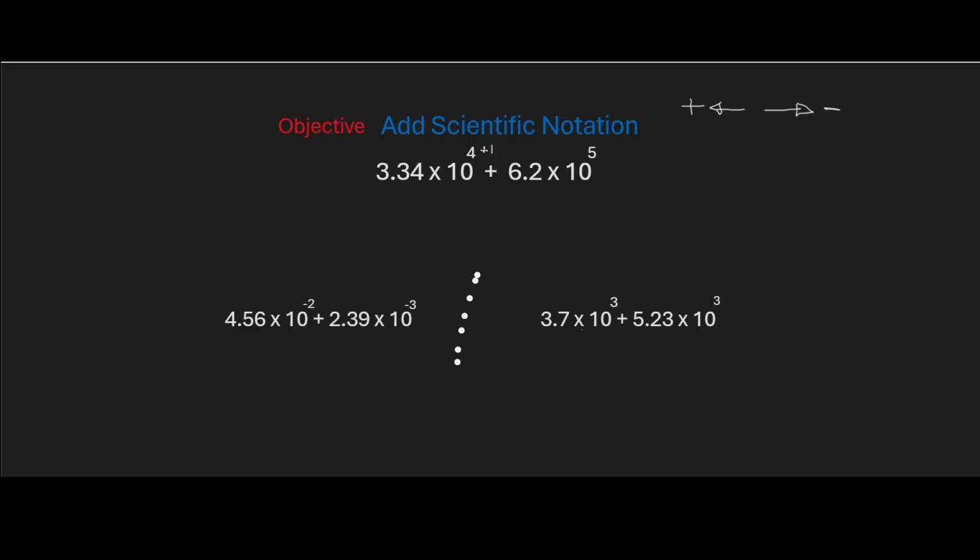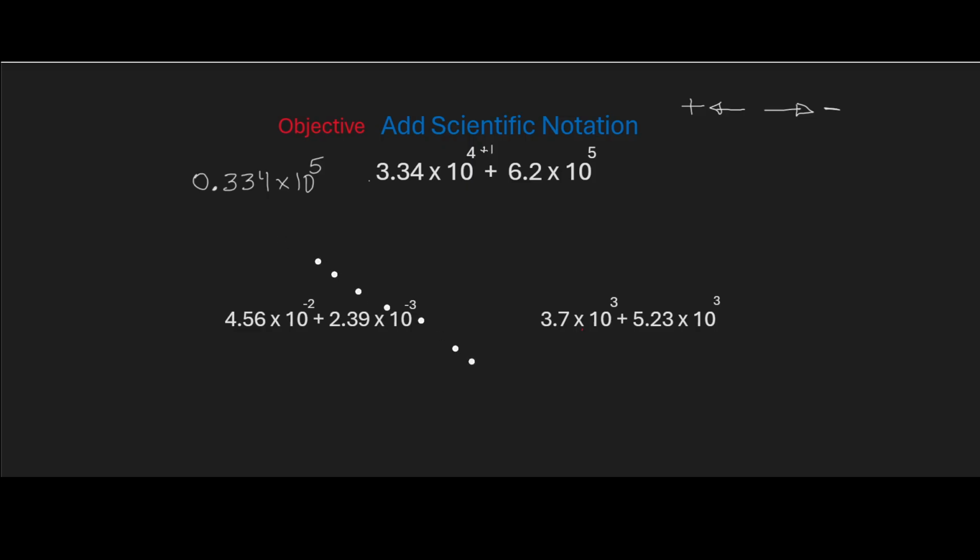Now, I'm going to start by adding 1. So that means I have to move the decimal point only 1 unit to the left. Let me write it here. If I move it left only 1 unit, I'm going to end up with 0.334, and this will be times 10 to the fifth power.